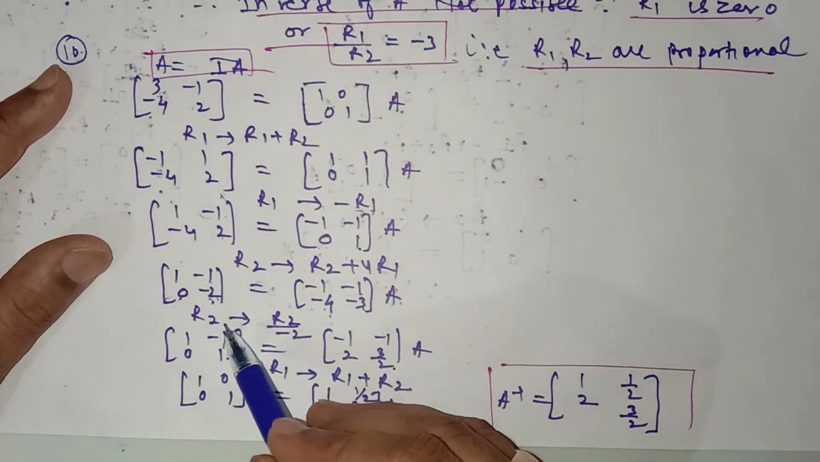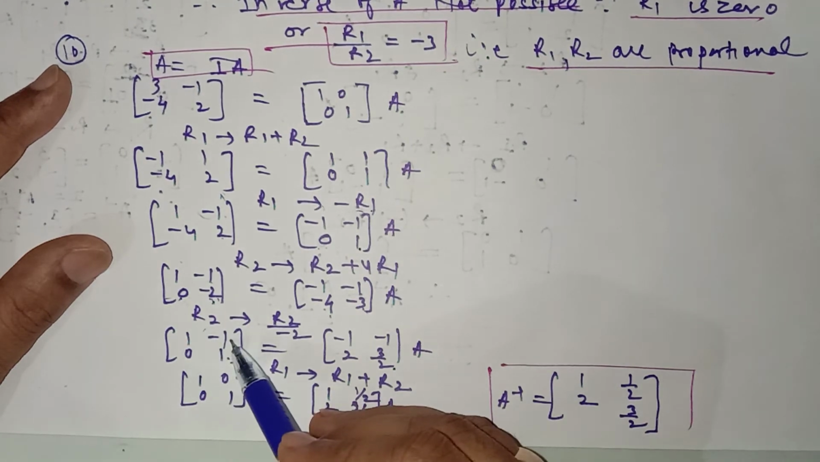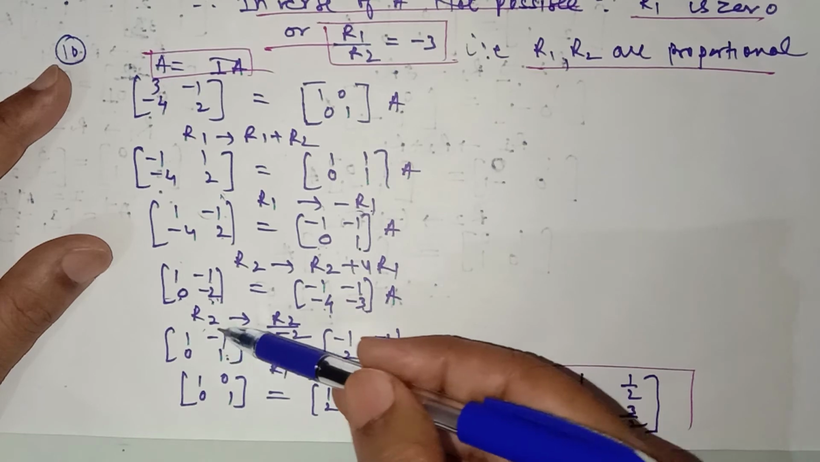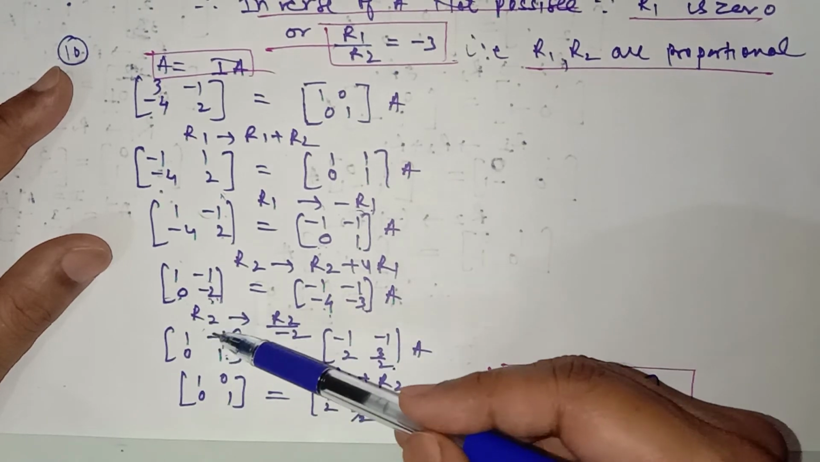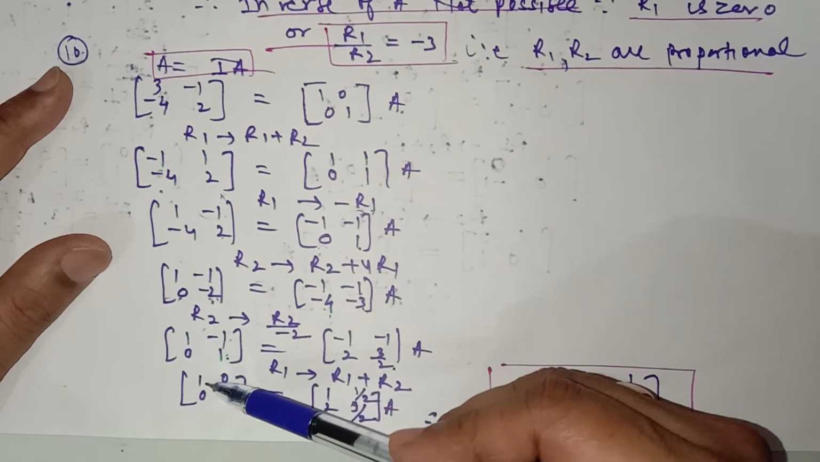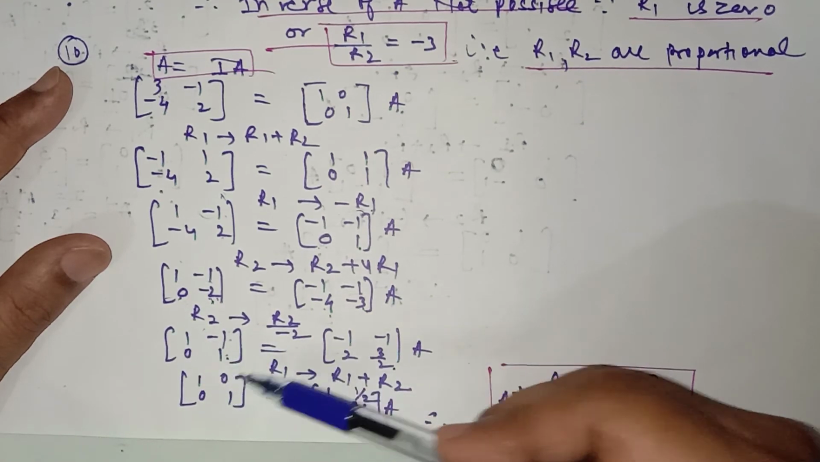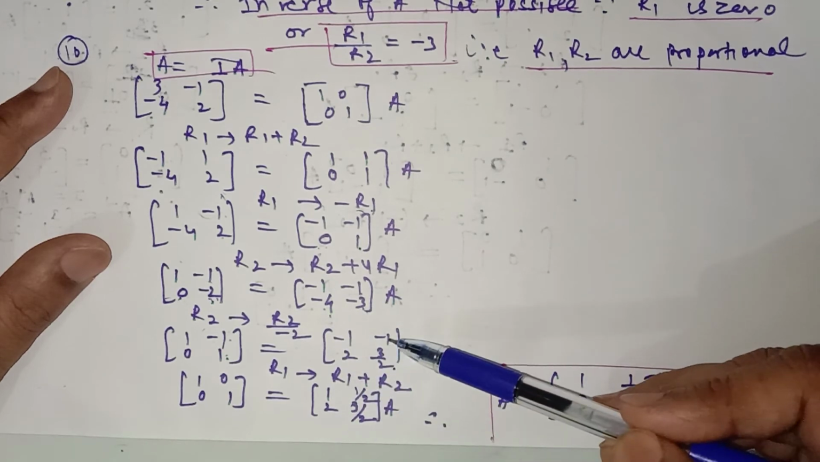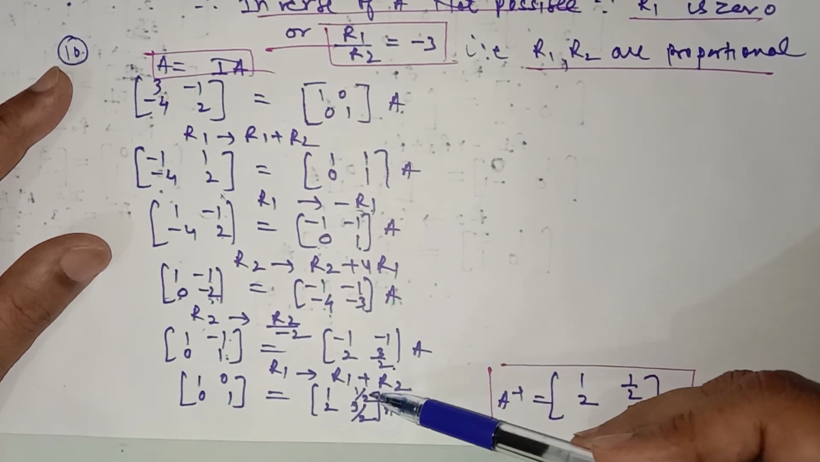Now you have to convert this element to 0. So how can you convert it to 0? R1 is equal to R1 plus R2. If you do it, you'll get 0 here. 1 will remain. R1 plus R2, it will be 0. R1 plus R2, it will be plus 1. R1 plus R2, minus 1 plus 3 by 2, it will be 1 by 2.